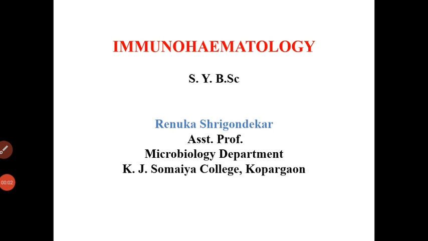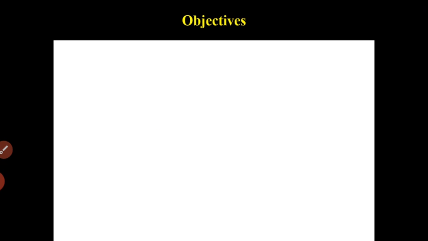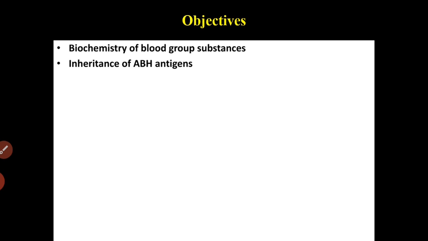Hello students, today we will start with the next subtopics in immunohematology. I hope you will pay your best attention. So let's begin. Subtopics are the objectives. First, biochemistry of blood group substances. Second, inheritance of ABH antigens.